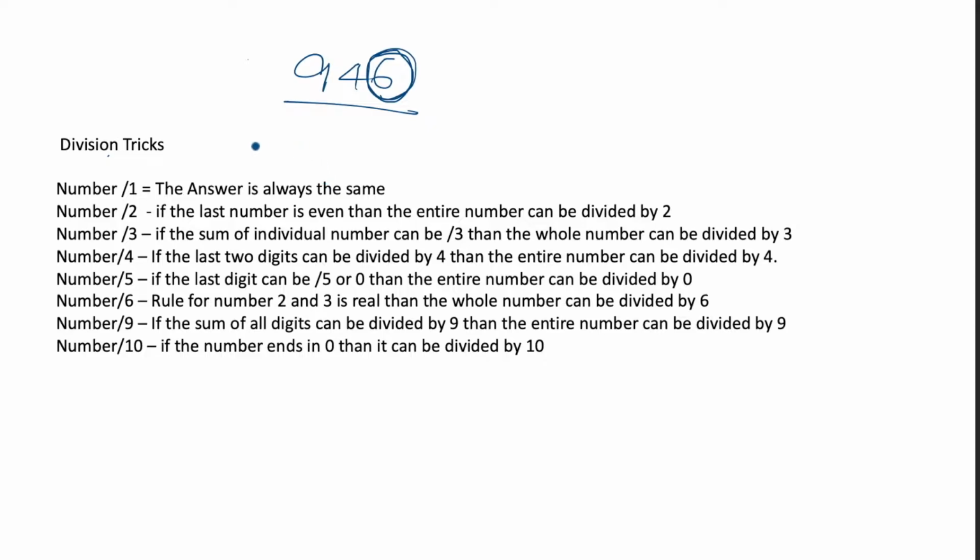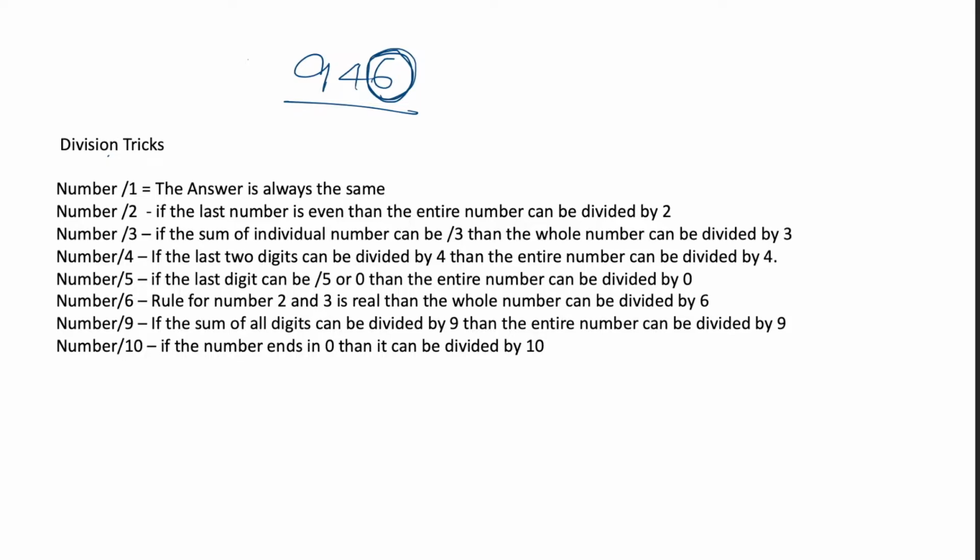If you want to know whether a number can be divided by 3 or not, you sum up the digits. That means 9 plus 4 plus 6, you will get 19, right? Can 19 be divided by 3? If 19 cannot be divided by 3, then the entire number cannot be divided by 3 without any decimal.